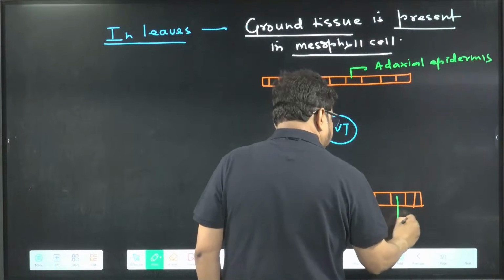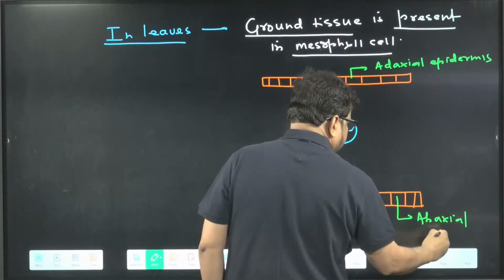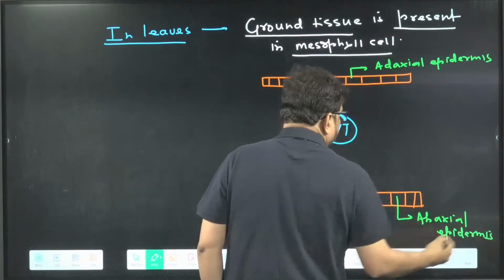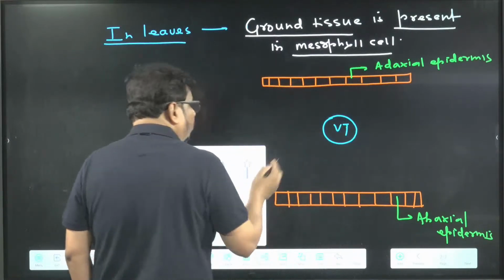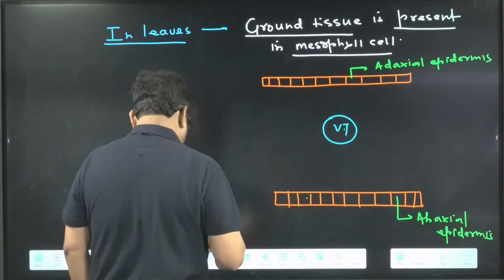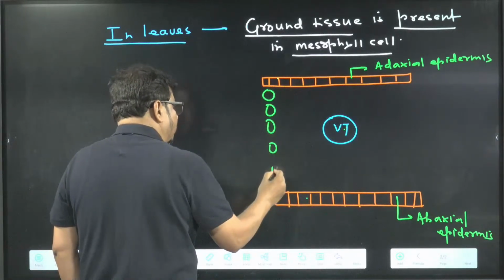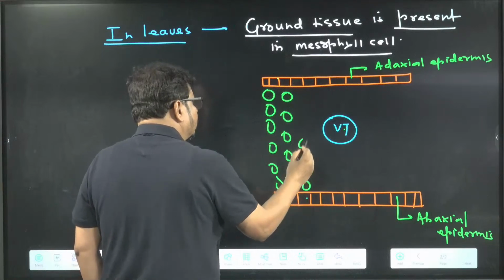Here it is, abaxial epidermis, and this is vascular tissue. And so two types of tissue we have seen. These are epidermal, vascular. Remaining is which tissue? Ground tissue. So what I am drawing here, these are which tissue system? Ground tissue system of the leaf.